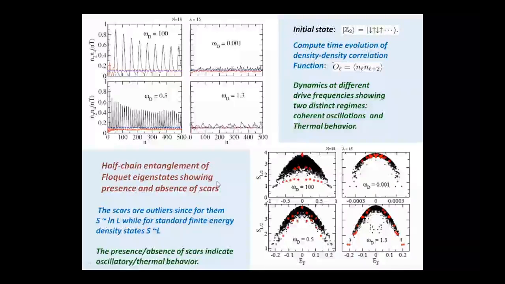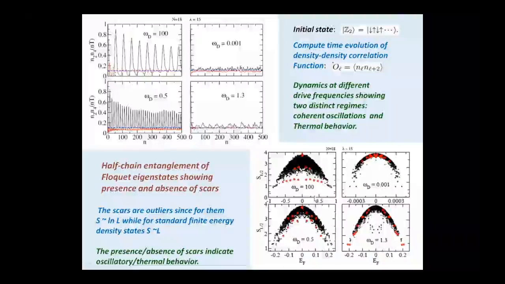Now, concomitantly, we look at the half-chain entanglement entropy of the eigenstates of the Floquet Hamiltonian. At high frequency, we find this black semicircular band, which is the thermal band. And then there are a lot of states out here, which are the scars. These are lower in entanglement, and the red ones are the ones which control the dynamics because they have a large overlap with the Z2 state, the initial state.